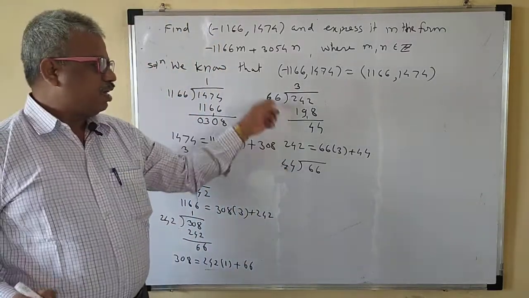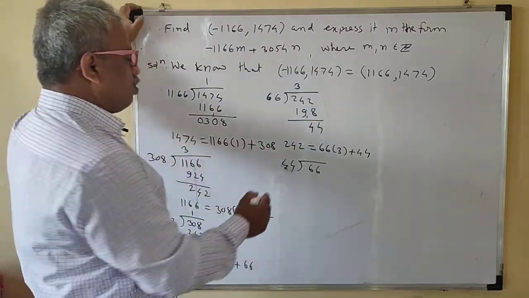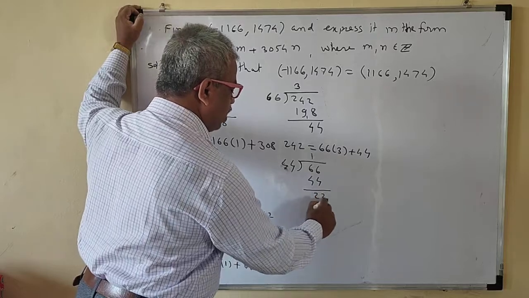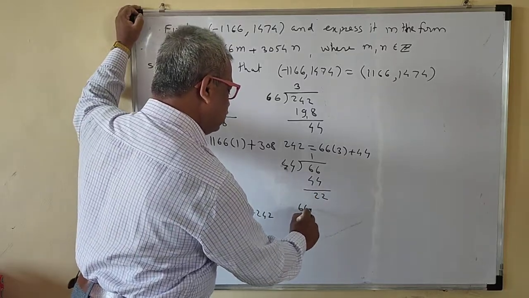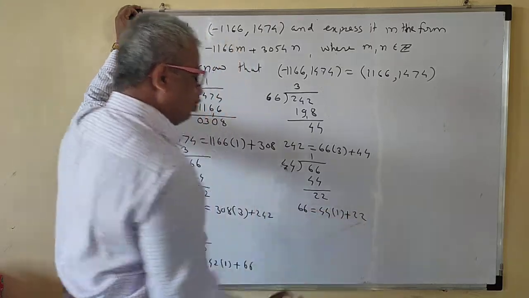So 44 divided by this. Do this until the remainder is 0. So this is 1 here. Okay, so this is 44, then this is 22. Then 66 is equal to 44 into 1 plus 22.